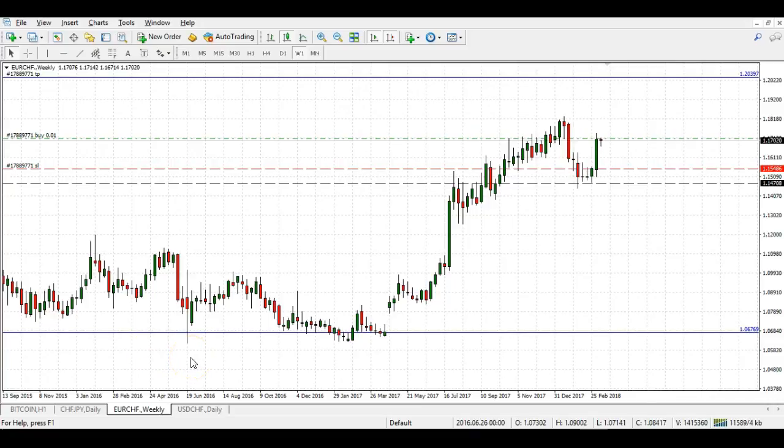Alright guys, check this out. We got the euro versus the Swiss franc. Also a new bullish alert. As I promised you, it's all about the Swiss franc today. And we're taking it on the downside.